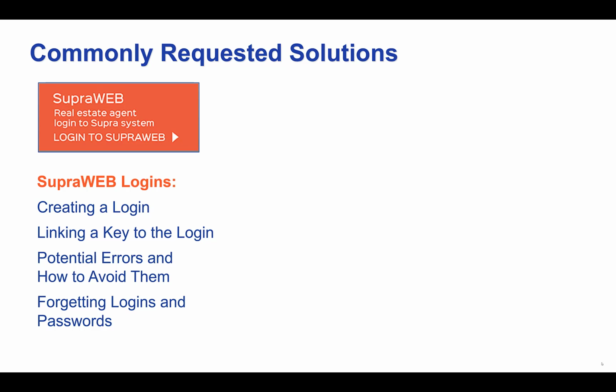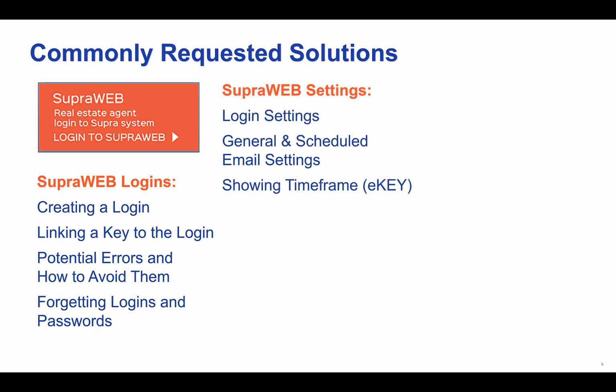First, we're going to cover SuperWeb logins, starting with creating a login, linking a key to the login, potential errors and how to avoid them, and forgetting logins and passwords. Then we'll go into SuperWeb and go to the settings section and go over login settings, general and scheduled email settings, and showing time frame for eKeys.